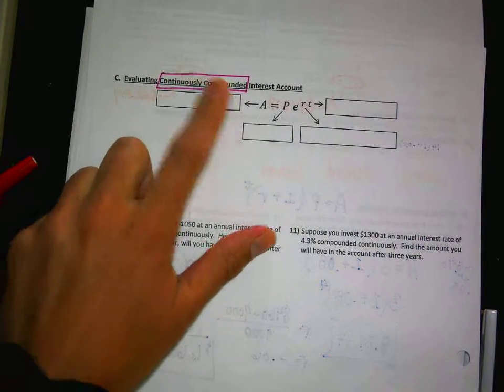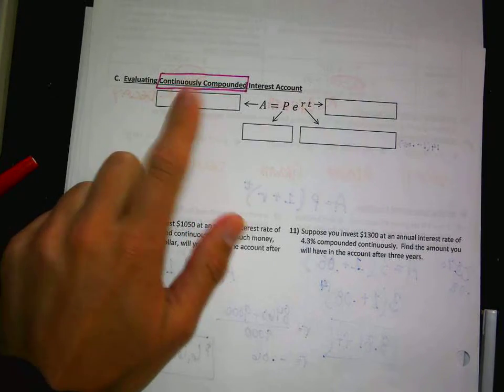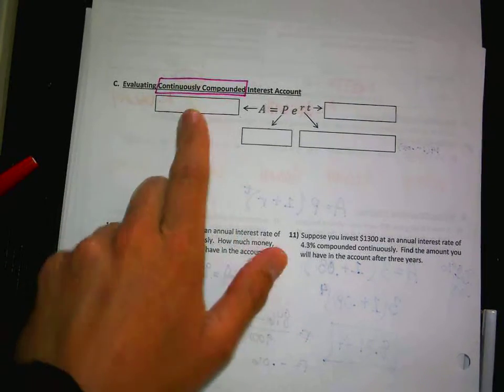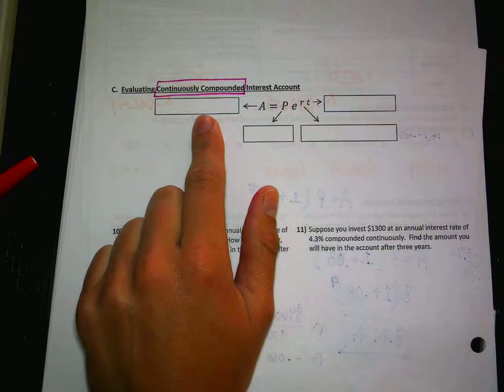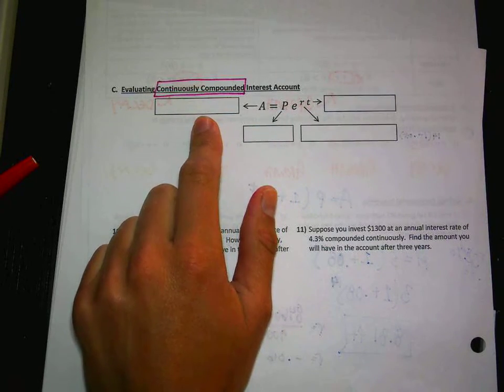You have to use the PERT formula when you see the words compounded and continuously, or continuously compounded. If you do not see these 2 words, you cannot use the PERT formula. It has to literally say those words.